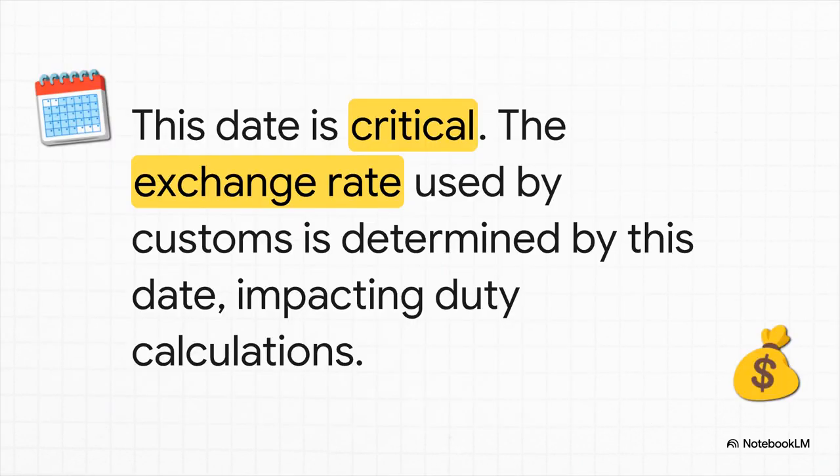It's huge. Hey, remember that direct shipment date we just mentioned? This is why it is so incredibly important. That single date locks in the exact currency exchange rate that customs is going to use for all their calculations. A single day's difference could change the exchange rate and, of course, the size of your final bill.